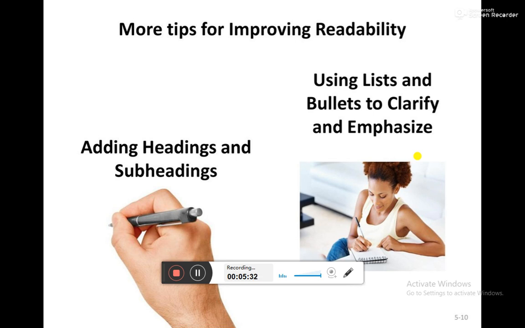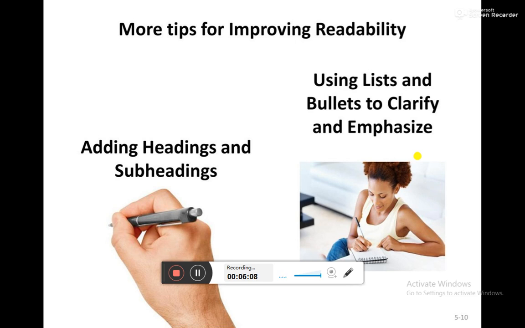If you look at the next tip, adding headings and subheadings. A heading is a brief title that tells readers about the content of the section that follows, and a subheading indicates subsections within a major section. Complex documents may have several levels of subheadings. Headings and subheadings help in three important ways.